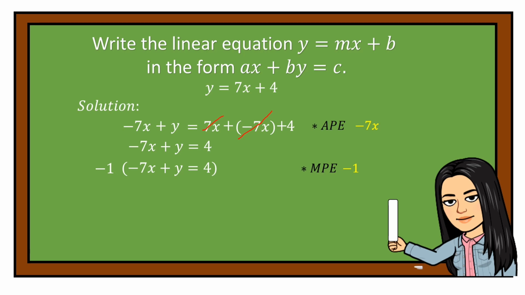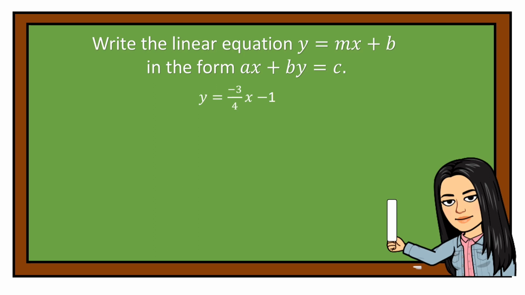So, let us multiply. Negative 1 times negative 7x will result to positive 7x. Negative 1 times y is equal to negative y equals negative 1 times 4 equals negative 4. As you can see, this is already written in standard form, which is ax plus by equals c. So, what is the value of our a? a is equal to 7, b is equal to negative 1, and c is equal to negative 4.